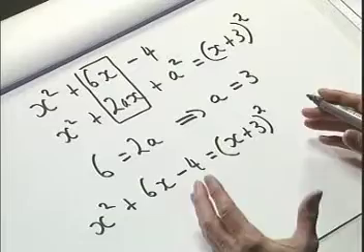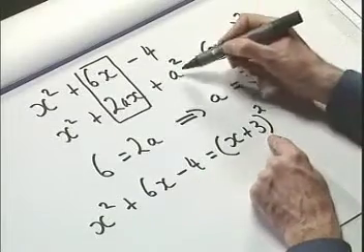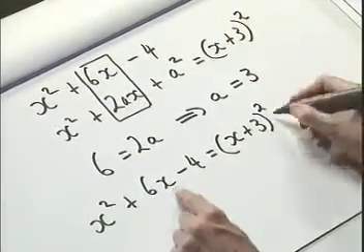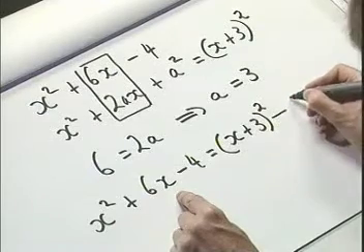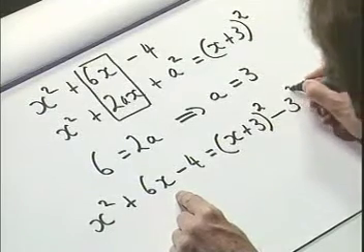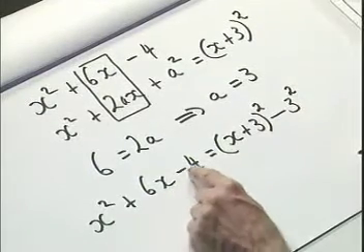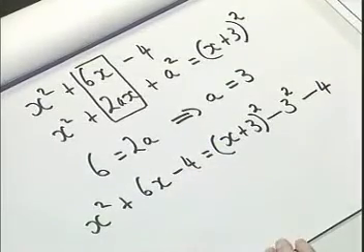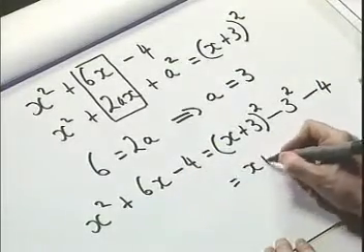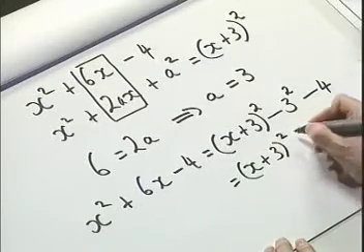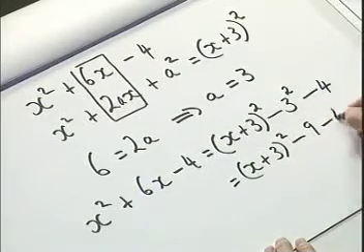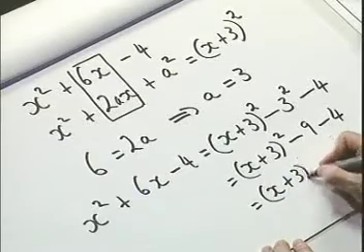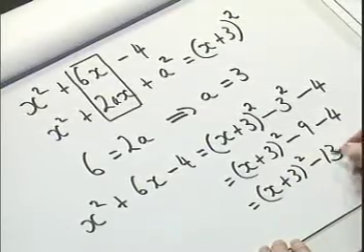Now what more have I got? Well, I've added on a squared, so I've added on 9. So I've got somehow to get rid of that. Well, let's just take it away. Minus 3 squared. And then I can keep this minus 4 at the end as it was. So now I've (x plus 3) all squared minus 9 minus 4 gives me (x plus 3) all squared minus 13.